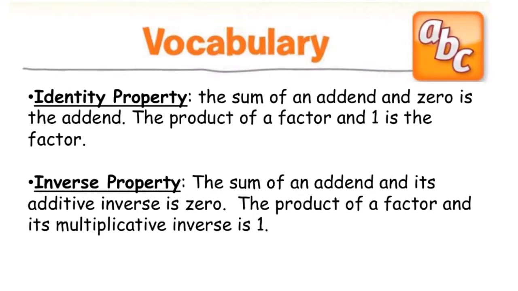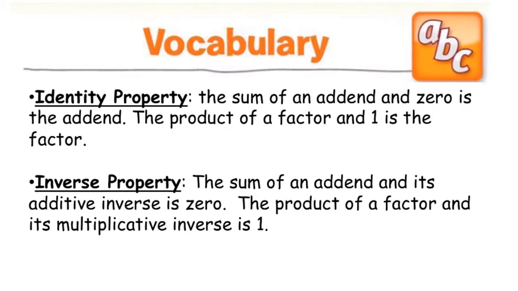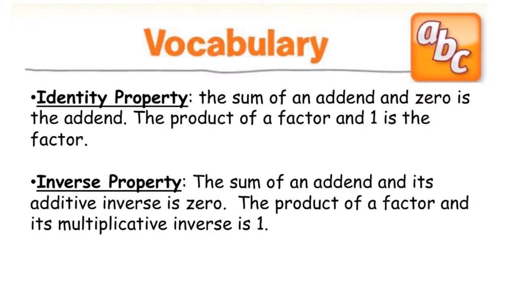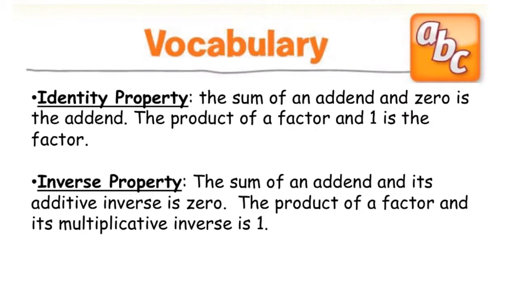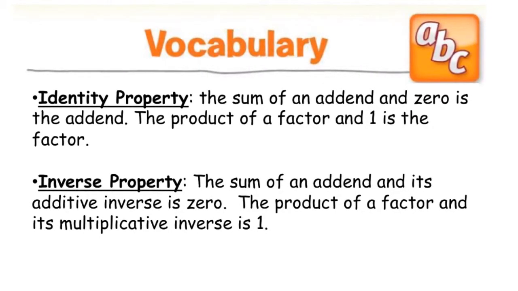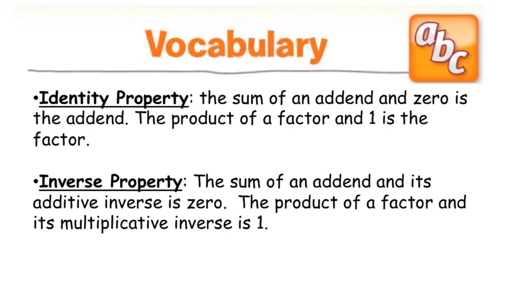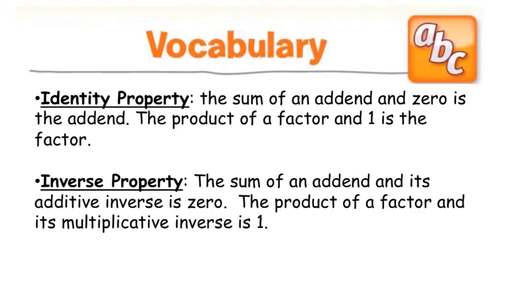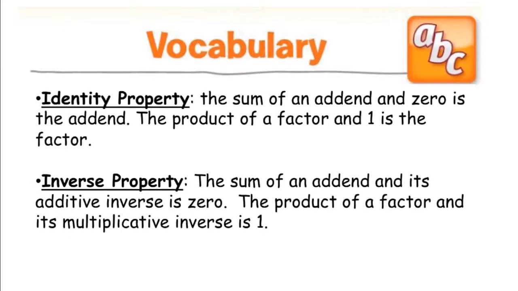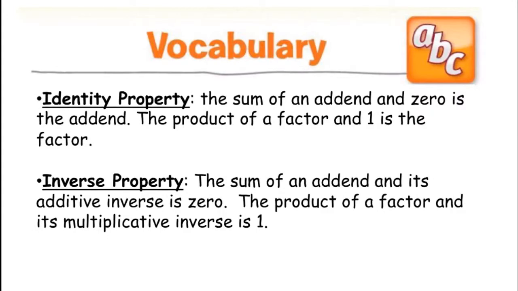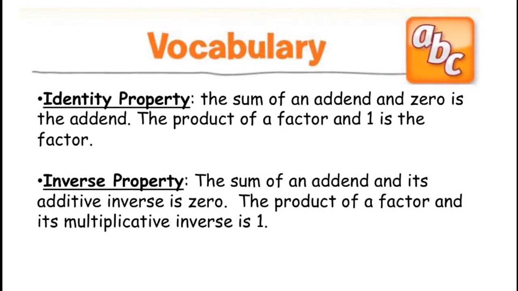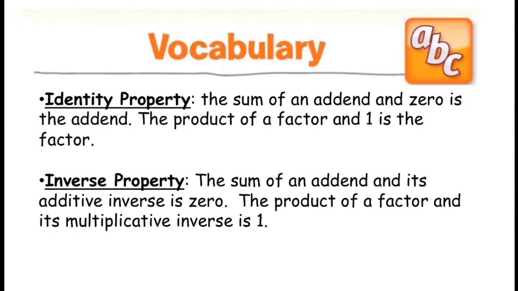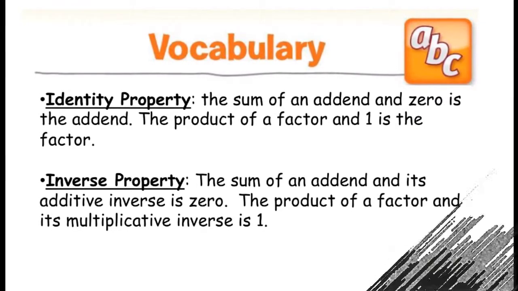The inverse property is pretty much saying that if you add a number and its inverse, its opposite, the answer is 0. So like 1 plus negative 1 is 0. 2 plus negative 2 is 0. The same applies with multiplication, where if you multiply a number times its multiplicative inverse, you always get 1. Like for example, the number 2 times 1/2, because we flipped it, would give you 1. Or 3 times 1/3 would give you 1.